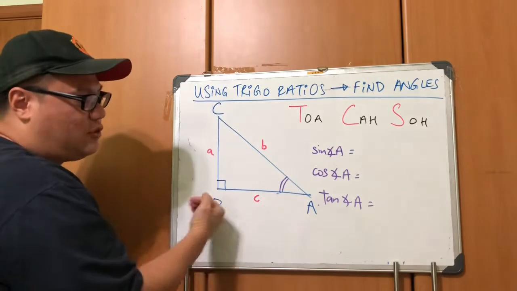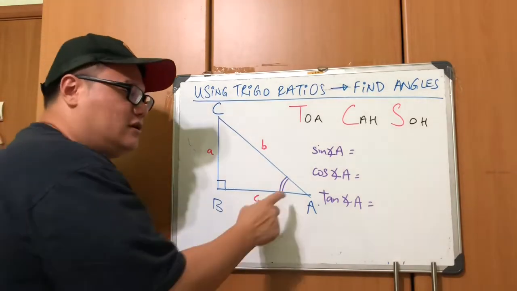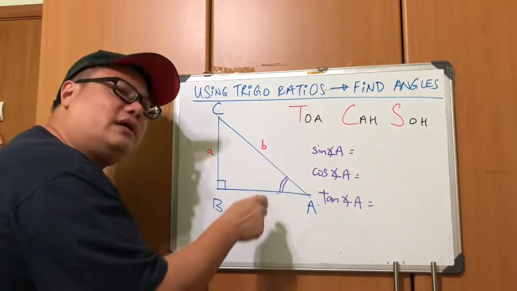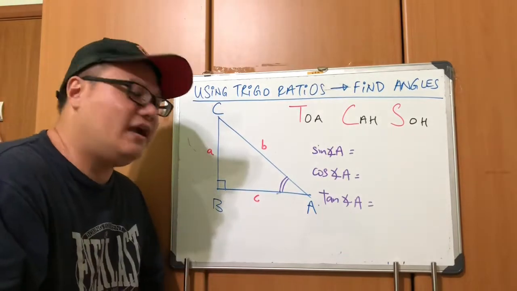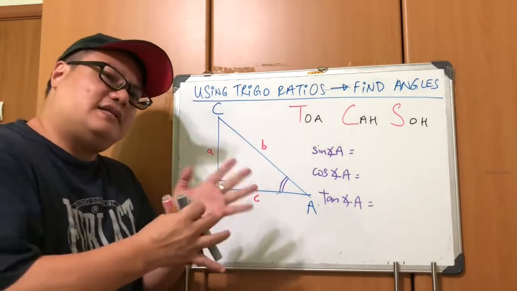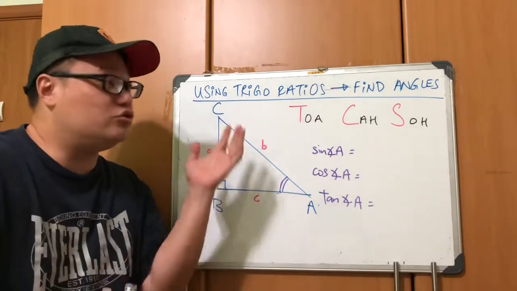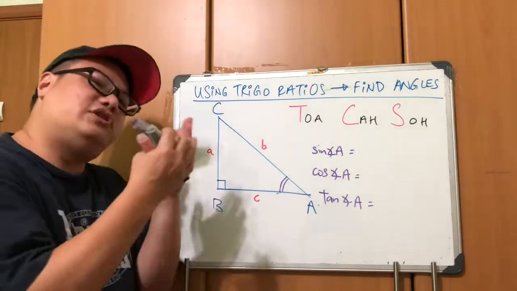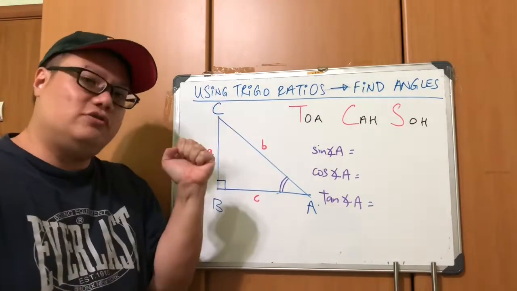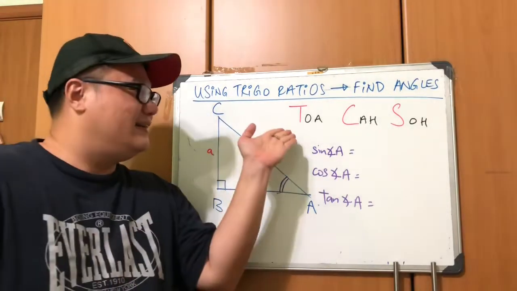So this is a right angle triangle. Angle B is 90 degrees. Angle A, I double stroke it. This will be my reference angle. Last lesson, if you have not watched it yet, please go and check out my videos on Trigo ratios. I shared something regarding the Trigo ratios. Can you remember what they are?